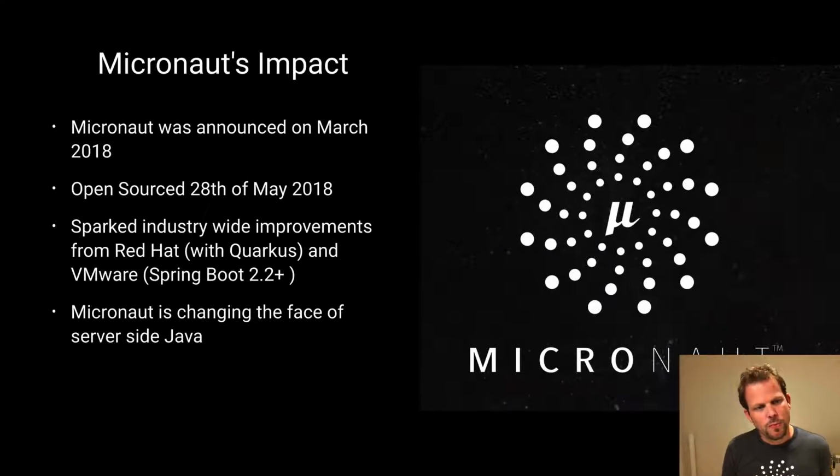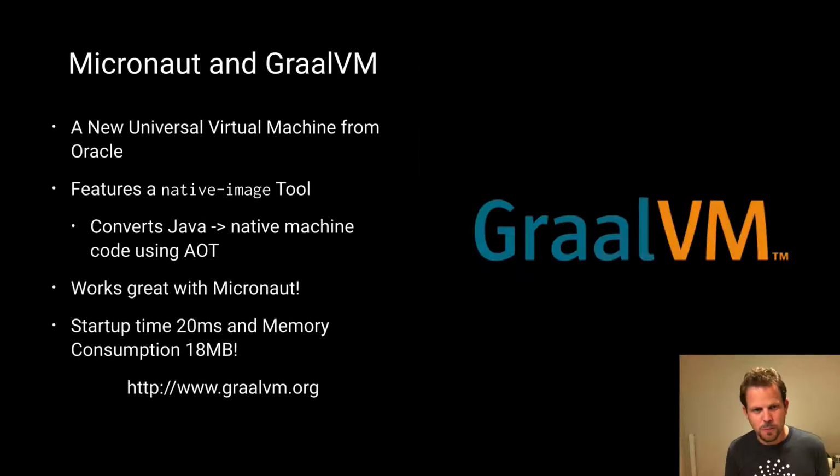Since Micronaut was first announced in March 2018 and then open sourced on the 28th of May 2018, it has had a massive impact on the industry at large. A number of different frameworks have copied the approach, including Quarkus from Red Hat, and on the Spring side, there have been massive efforts to try and catch up in terms of the performance and runtime characteristics of Micronaut. So in that sense, all users benefit. Micronaut is essentially changing the face of server-side Java and bringing excitement back to server-side Java, which was lacking in the last few years, and it's a really exciting time to be a Java developer.